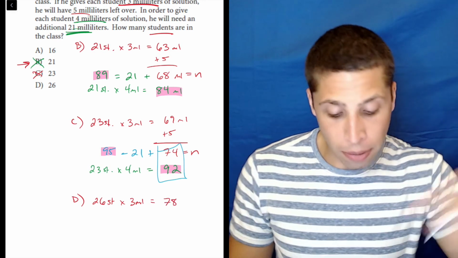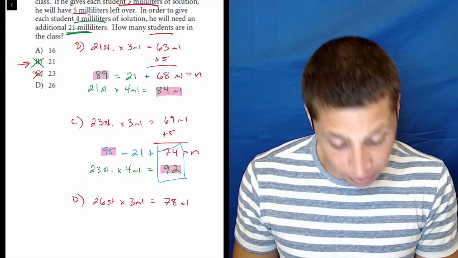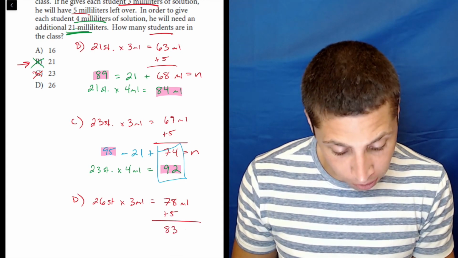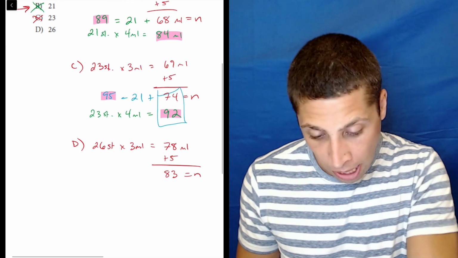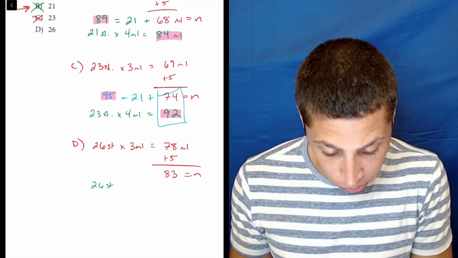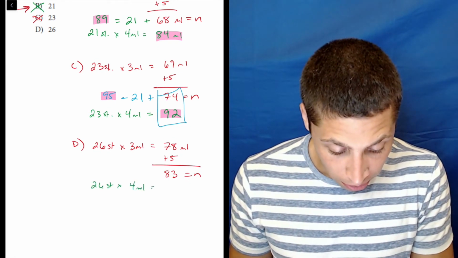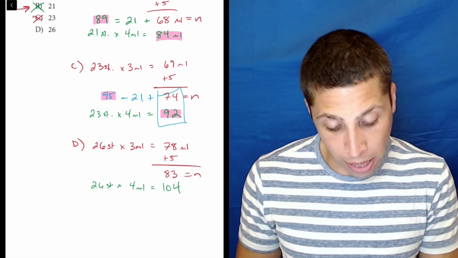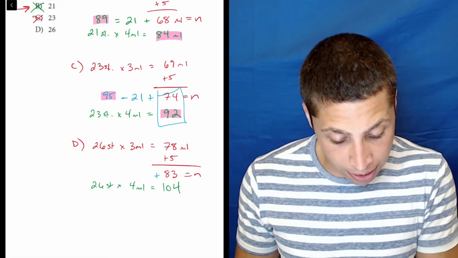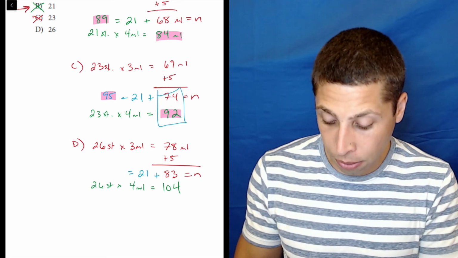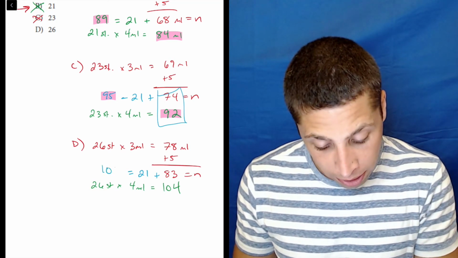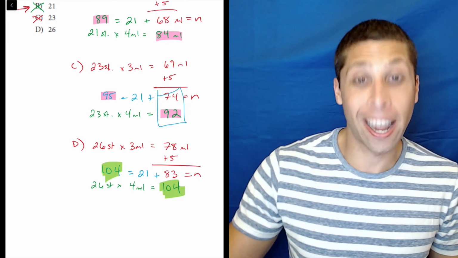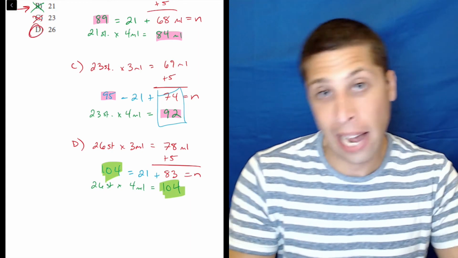So 3 milliliters per student for 26 students is 78 milliliters, plus the extra 5 gets us to 83. So that's my value of N. And now I have 26 students times the 4 milliliters, and that is 104. And so what happens if I add in the 21? 83, I already know, but 83 plus 21 is 104. Boom. Happy day. We got it, right? We proved it. So that's what we wanted to happen.